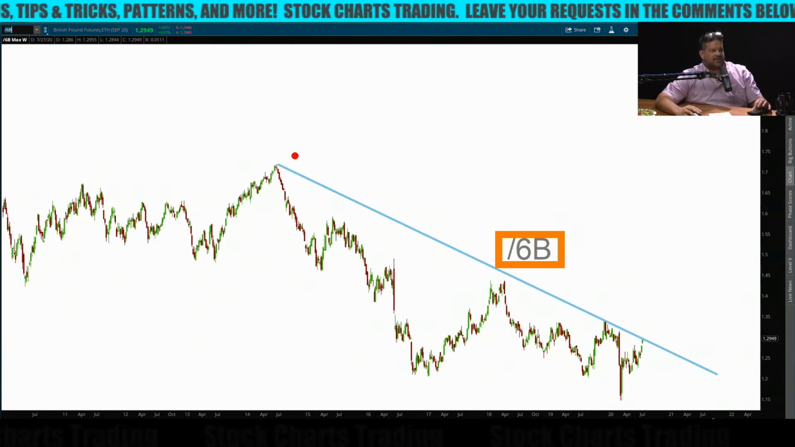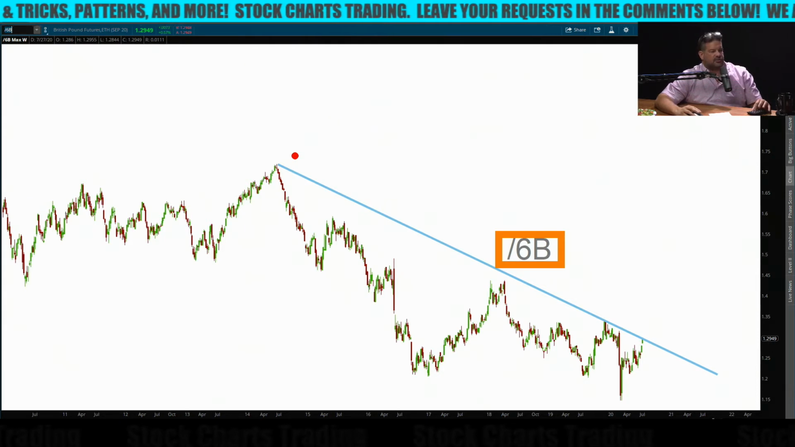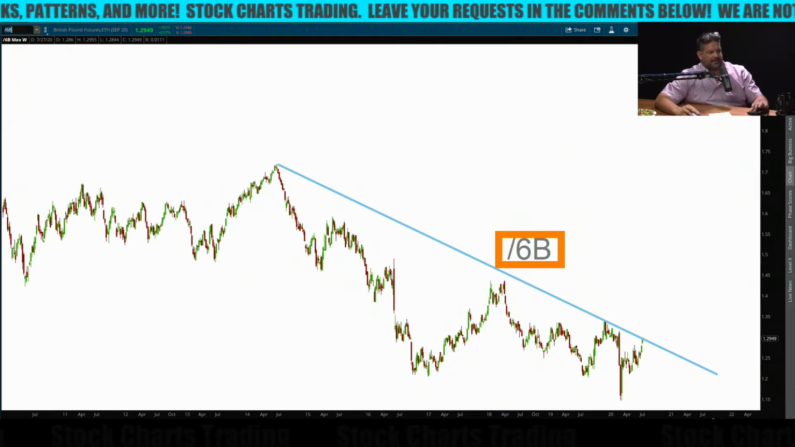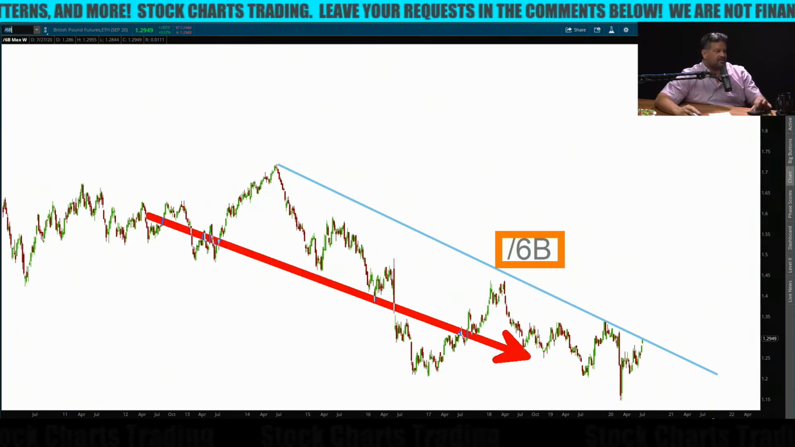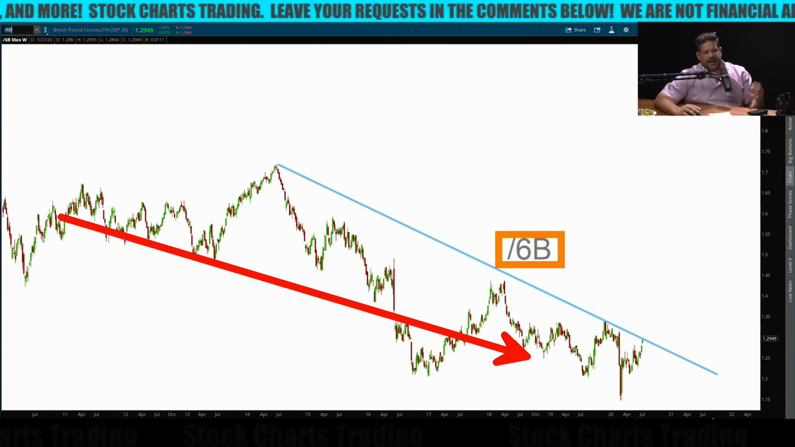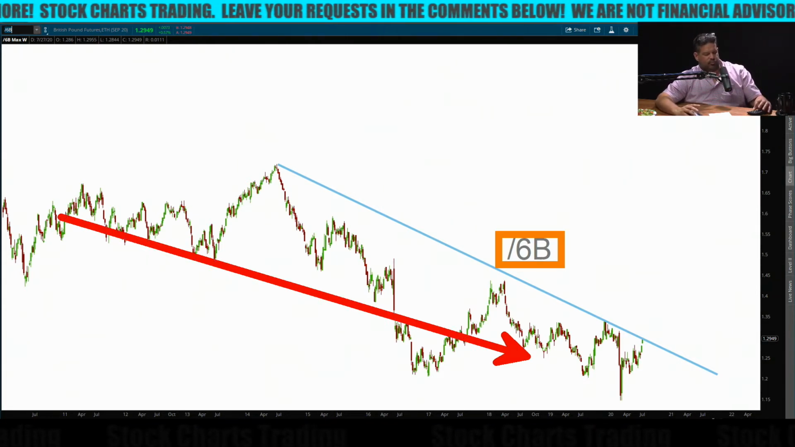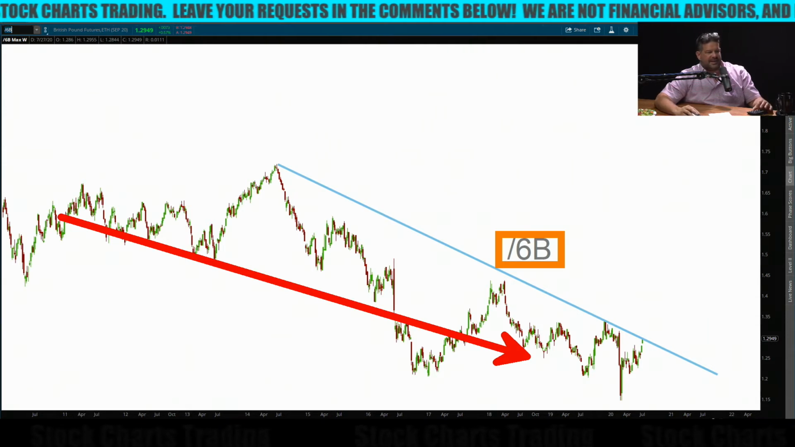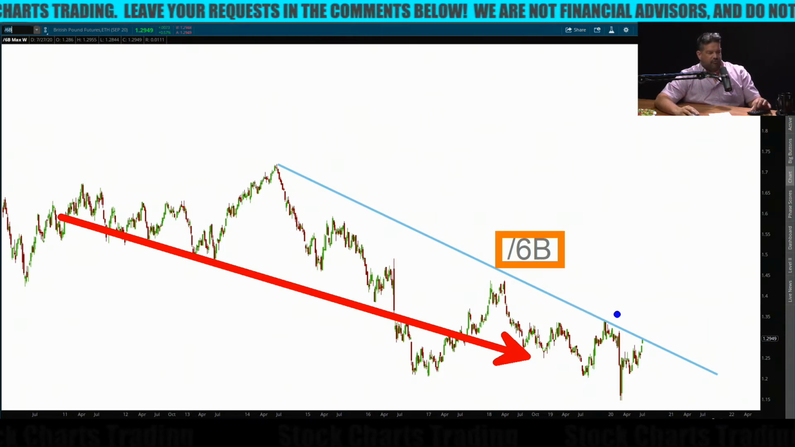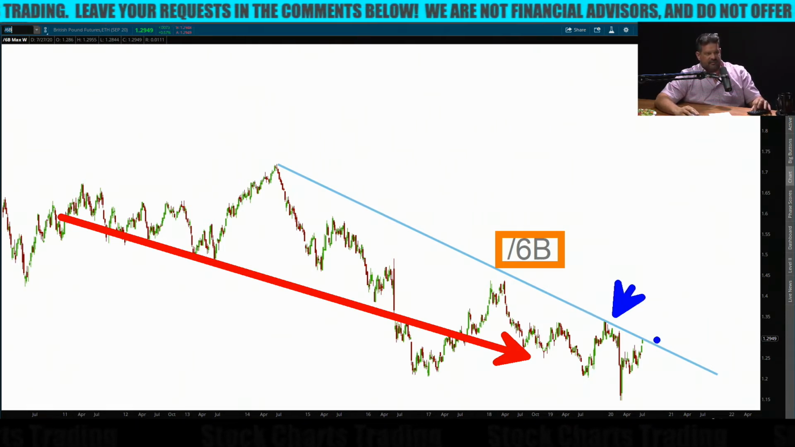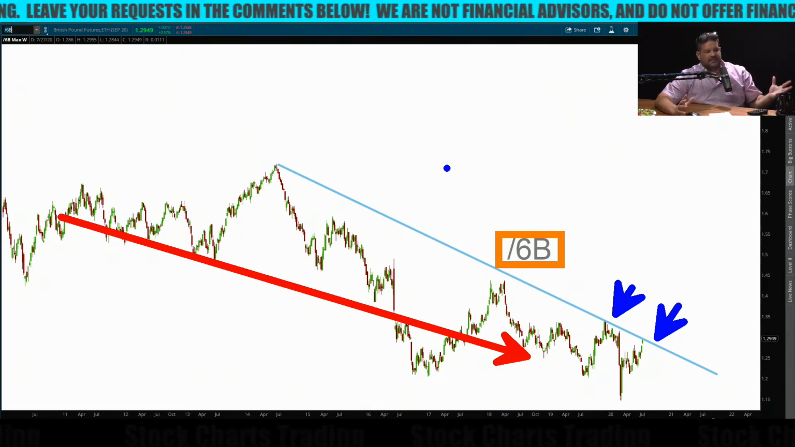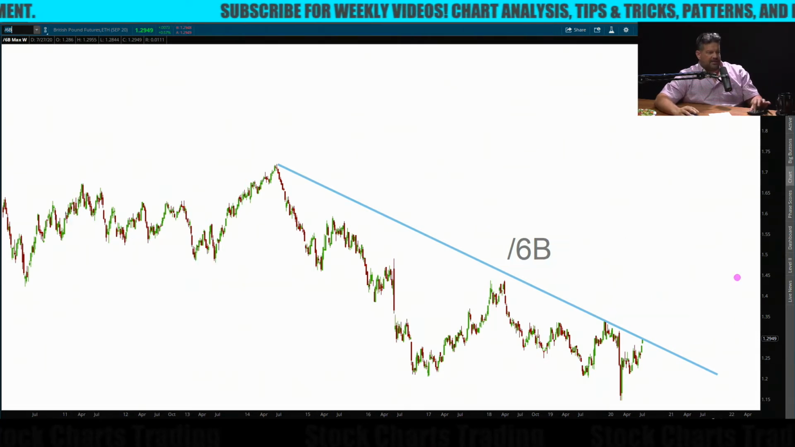Okay, /6B is the pound versus the dollar. And we should expect that, we've had Brexit, right? And so with Brexit, the price has been going down, the dollar's strong, the pound's weak. And so now what do we see? We see that price is coming right up against this resistance level right here, right now, and looking for a good breakout.